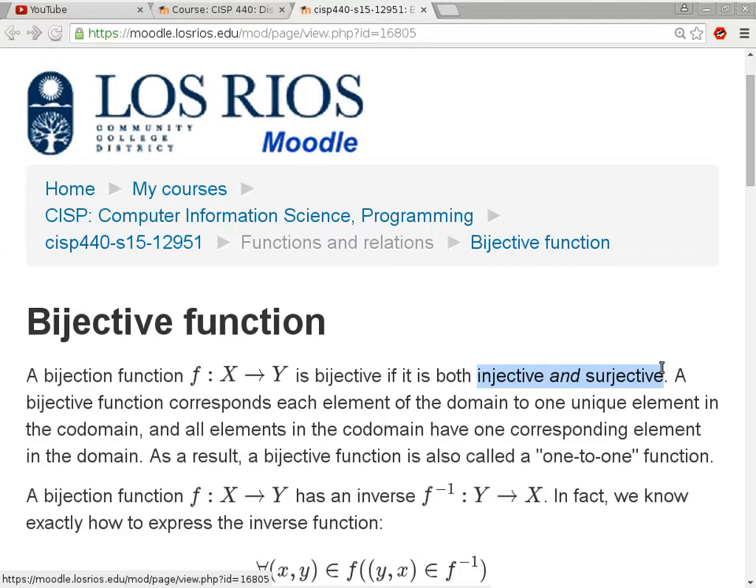Is it injective? Yes. It is injective because for every possible value of x, it will map to a different x plus 1. If x and y are different, f of x and f of y must be different. Is that making any sense? Yeah. Okay. Is it surjective?